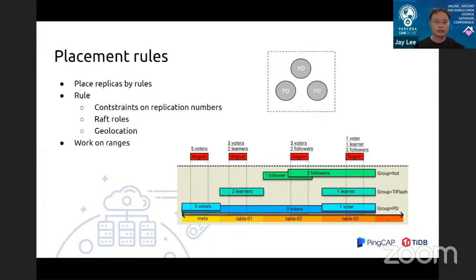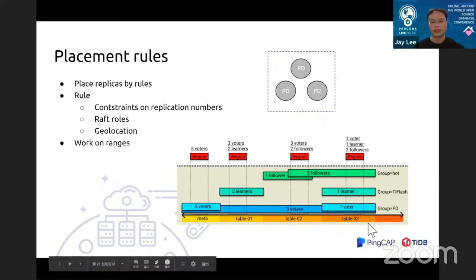The rules take effect within ranges. The range can cover one or several regions. When PD wants to make a decision for a region, it will query the rule database about what rules should be considered, and it will generate a decision that best matches all the rules. For example, as shown in the graph, we can configure a rule to allocate 5 replicas for the metadata, as that data is small but quite important for the cluster, and all the other tables remain at 3 replicas.